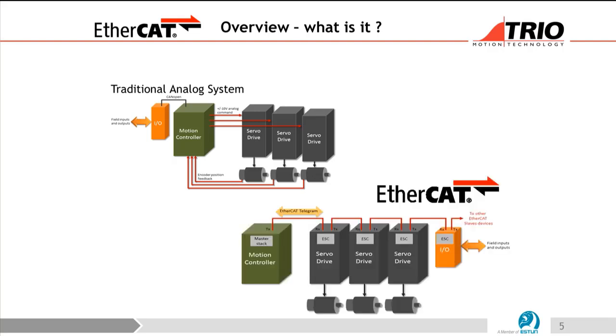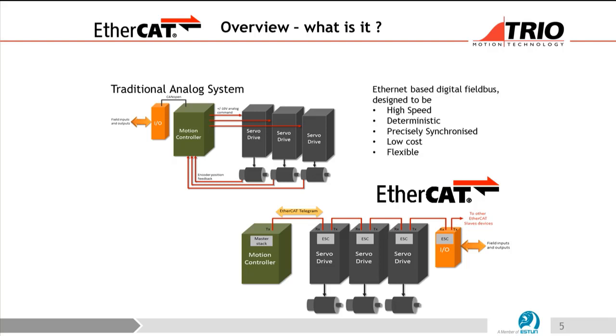In the EtherCAT system, everything is sent through the EtherCAT telegram. So you have only one motion controller, and all the servo drives and IOs are called slaves. They are just connected via the EtherCAT network. So it's easier, it's not messy, alright? It's easy to debug. High speed, deterministic, precisely synchronized, low cost, and flexible.